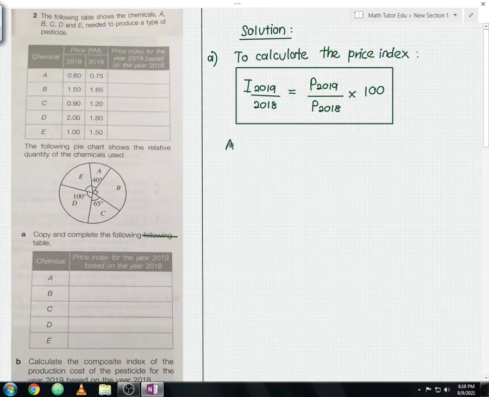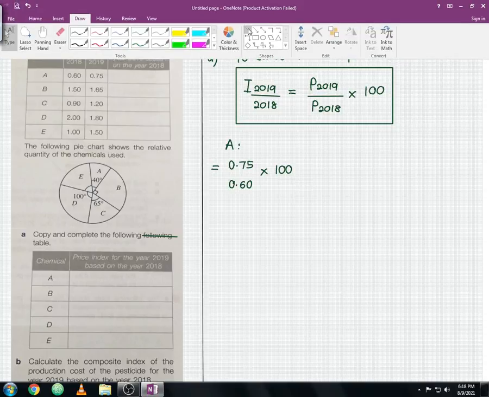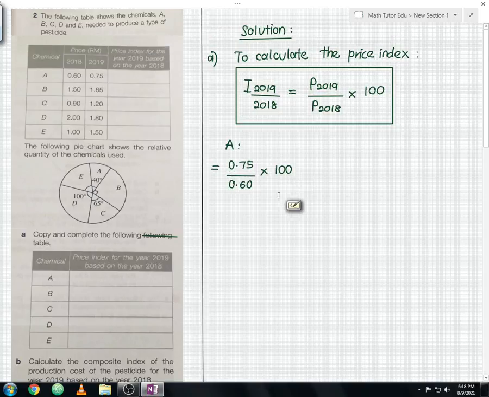So let me just write here A. To find the price index for chemical A, it will be equal to 0.75 divided by 0.60, and then times 100. So from here you calculate this, and you get the price index for chemical A will be 125. So this is your first solution.